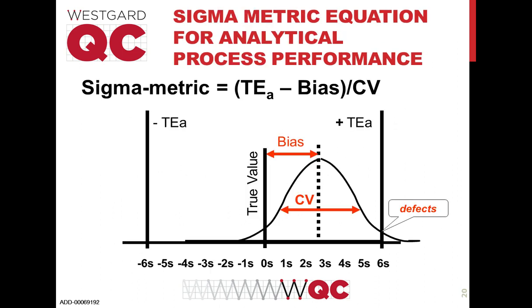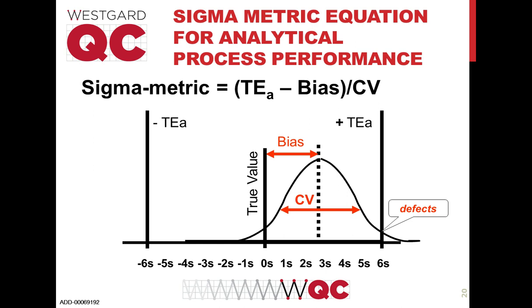We put all these 3 variables together, the allowable total error and the bias and the CV, in our sigmametric equation. So this is our first tool, and it helps us benchmark the quality of our assay on the sigmametric scale. And what you do is you take the allowable total error, you subtract the absolute value of the bias, and then you divide by the CV. It's your performance goal minus your inaccuracy divided by your imprecision.